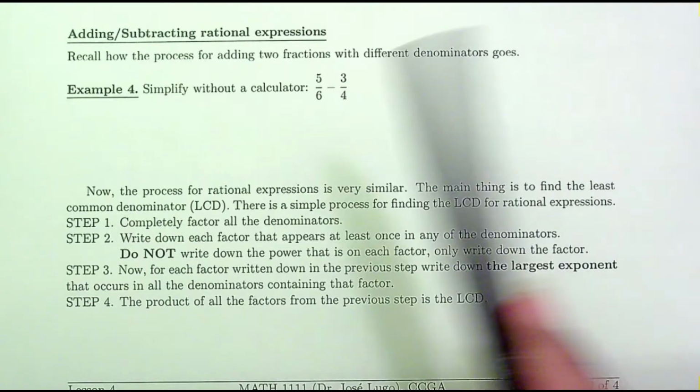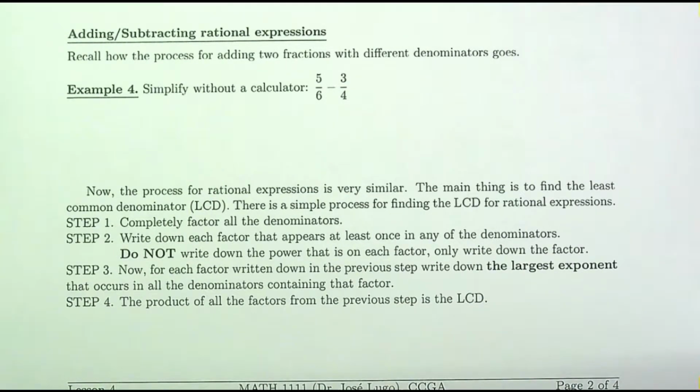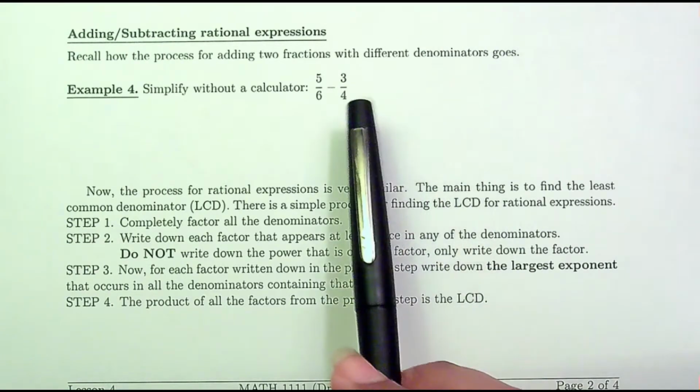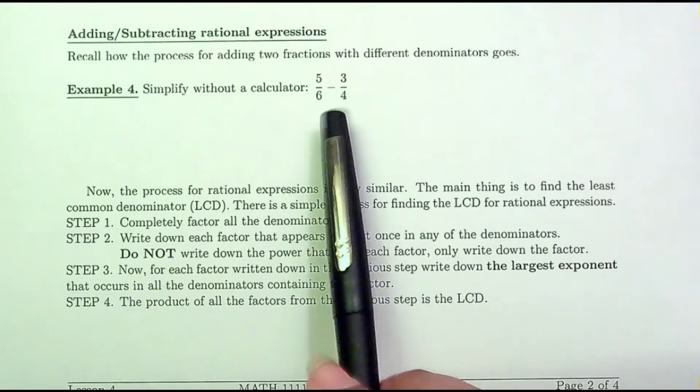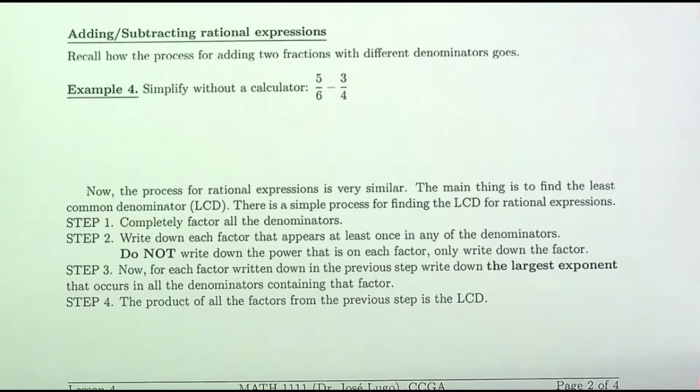All right, so what is the process? The first thing is you need to find a common denominator. If the denominators are different, you have to find a common denominator. To find the common denominator, you have to find the least common denominator, which is the least common multiple of those two numbers, 6 and 4. So basically, you think of the smallest number that fits both 6 and 4 as a factor.